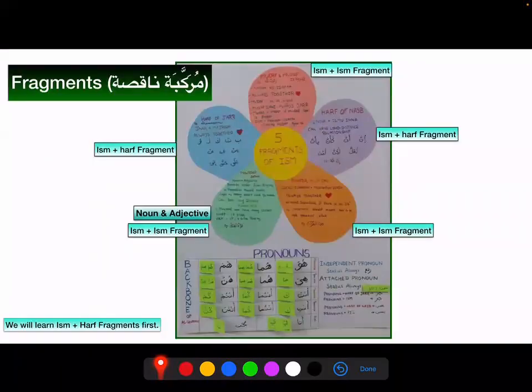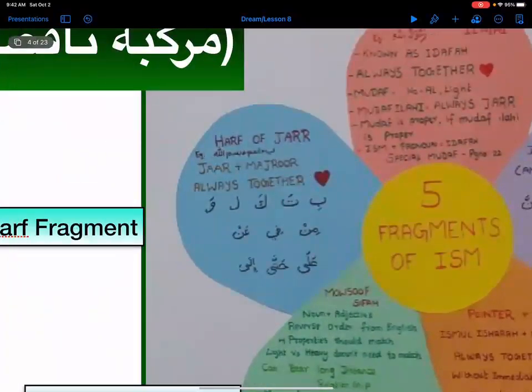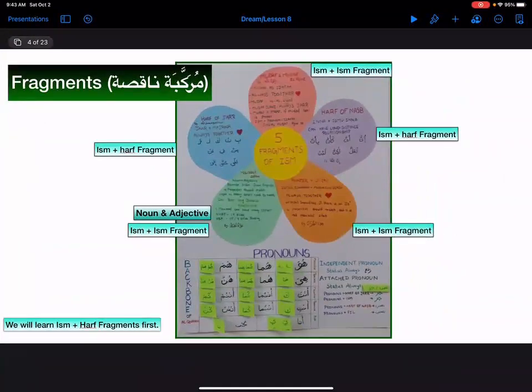Okay, again, I just put in a picture, kind of a summary of all these 5 fragments. So this is the harfu jar fragment that we are going to learn today. And as I told you already, there are all different kinds of fragments, and some are ism and ism fragment, and only 2 of them, harfu jar and harfu nasab, are harf and ism fragment, and the rest, 3 of them, are ism and ism fragment.